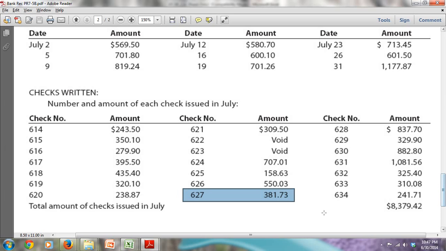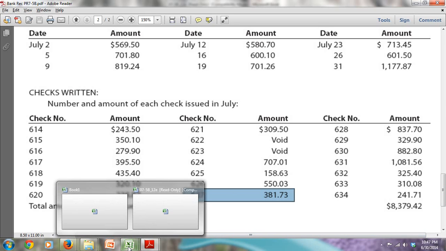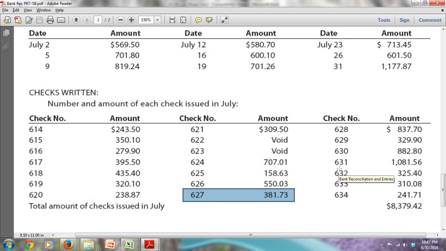So this is the wrong number. So the number that's on the bank statement is right. The number in our check register is incorrect. So we're going to figure out what's the difference. Okay, we actually recorded too much as being paid out, so that difference should be added back.